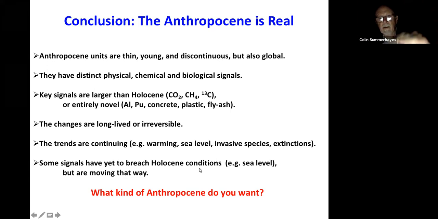Temperature has already gone above the heights of the early Holocene climate optimum, but sea level is not there yet, for a reason that I explained to you earlier, which is that it's taking time for heat to penetrate deep enough into the ocean to raise sea level from that perspective, and also because the ice is melting slowly, and so it's lagging the temperature rise, but we're moving in that direction. So the question is, well, what kind of Anthropocene do you want?